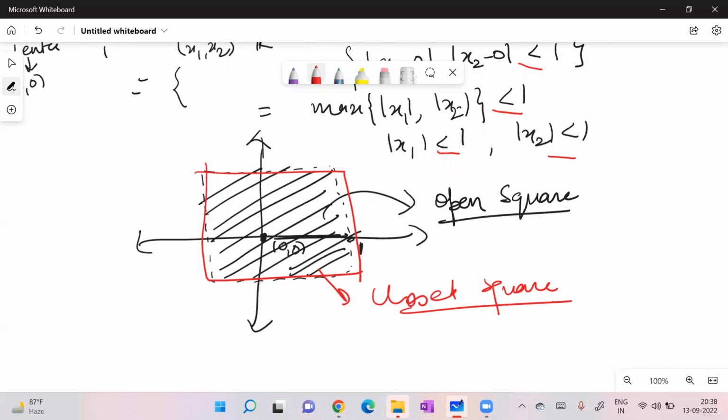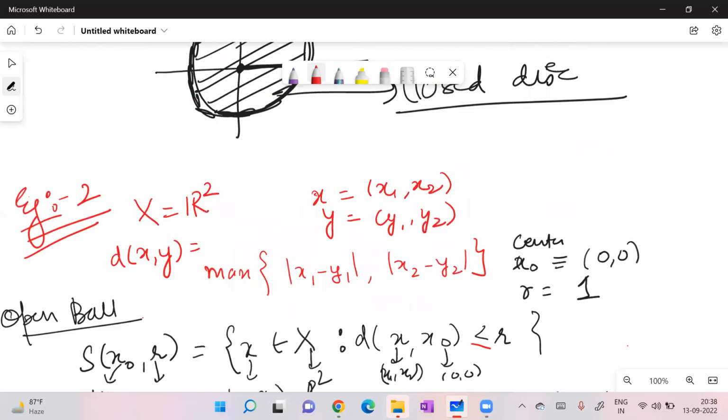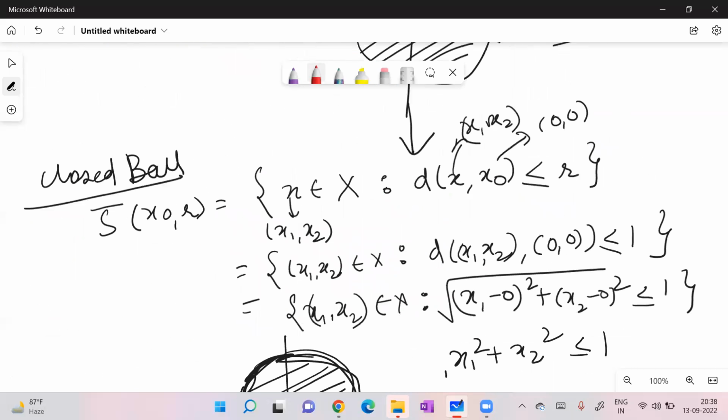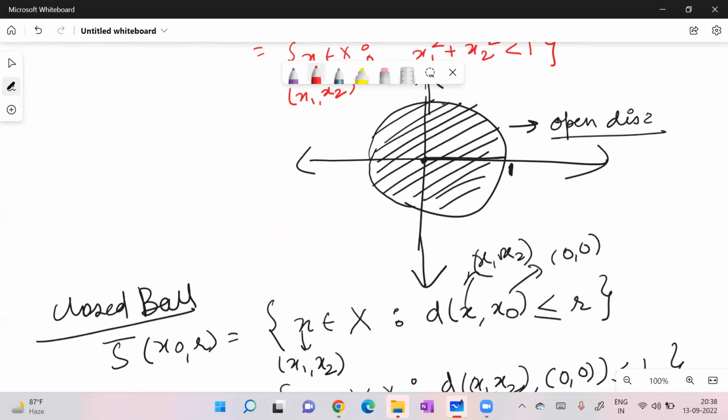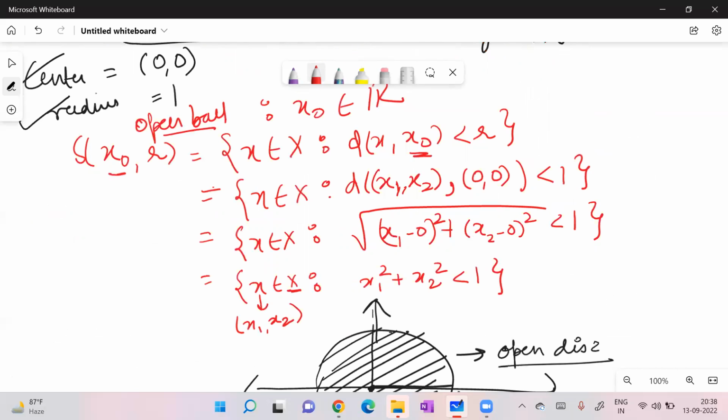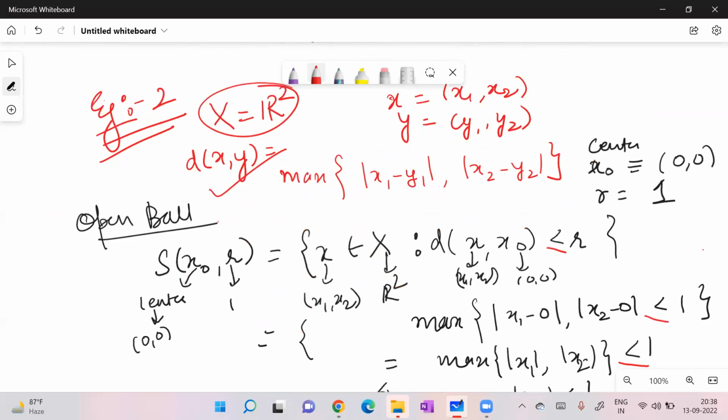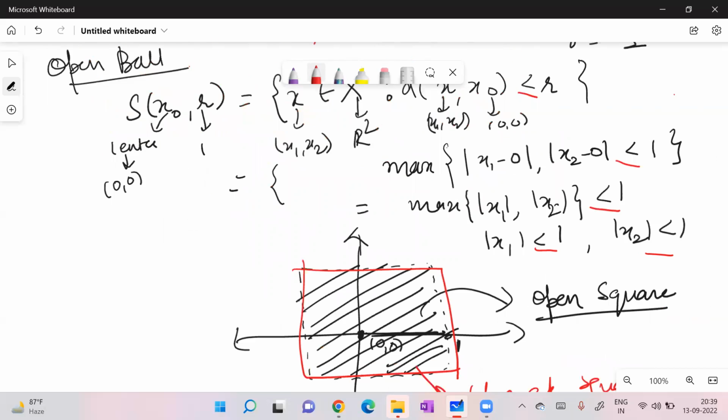Okay, so you can see from the two examples. In the first example, we had taken the same X but a different metric, and in the second example, X is the same but the metric is different. So you can see that the ball, open or closed, depends on the metric which is defined on it. Obviously, it will depend on the set we are defining on it. It also depends on the metric we are defining.